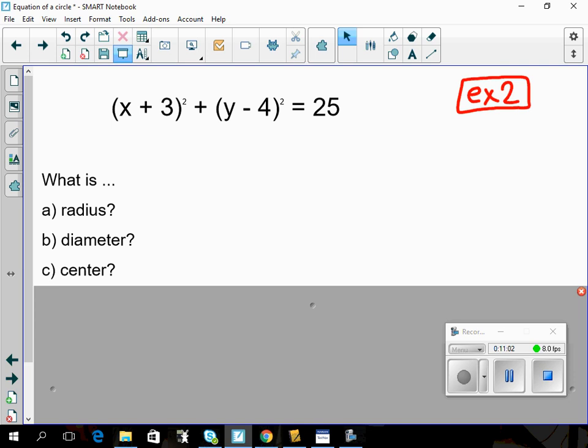So this time I gave you the equation, and I want us to figure out what the radius, diameter, and center are.